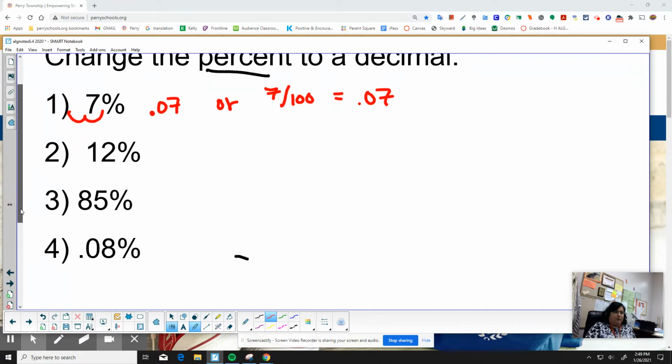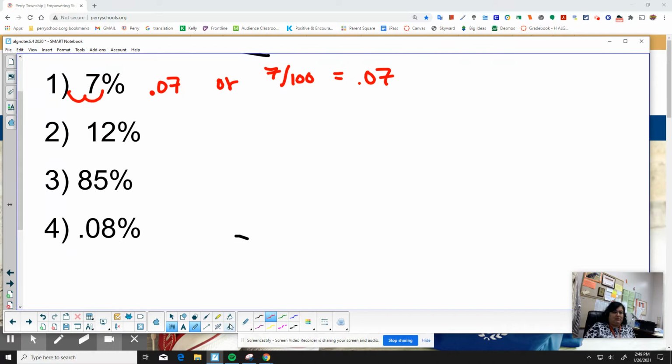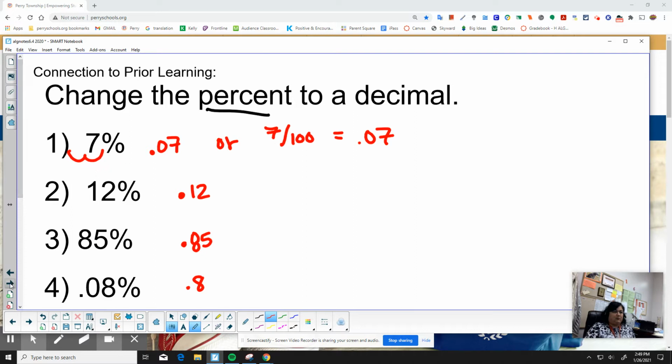Okay, so press pause and give these a try. Make sure you know how to change them to a decimal. So this one would be 0.12. This is 0.85 and 0.8. Okay, so you have to be able to take a percent and change it to the decimal in the formulas.